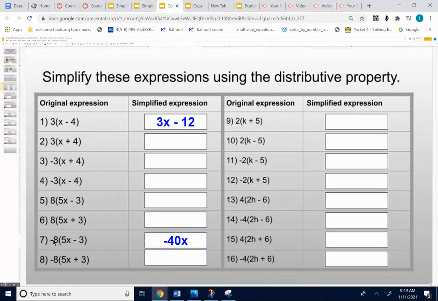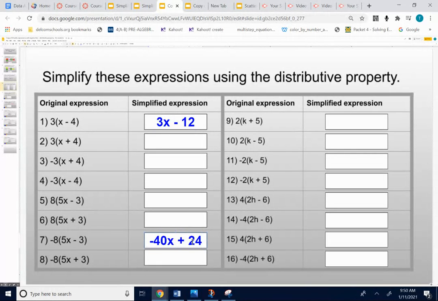Then you take negative 8 times negative 3. The signs are the same in that multiplication problem. Remember, if the signs are the same, it's a positive. If the signs are different, it's negative when you multiply. So a negative 8 times a negative 3 is a positive 24. So negative 8 times 5x minus 3 must equal negative 40x plus 24.